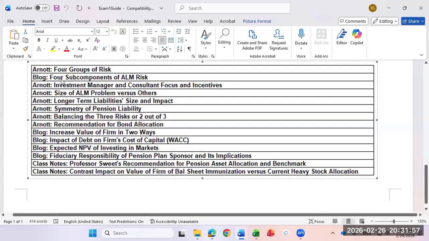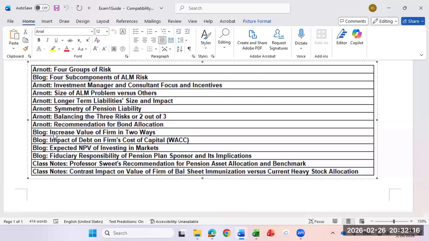All right, any questions through the Arnott stuff? He didn't do the second one, that comes from me, and he didn't have the career risk, but essentially that's the Arnott article. All right. Then you get to the blog. So now you're getting into my view. My view is a little bit different than his.